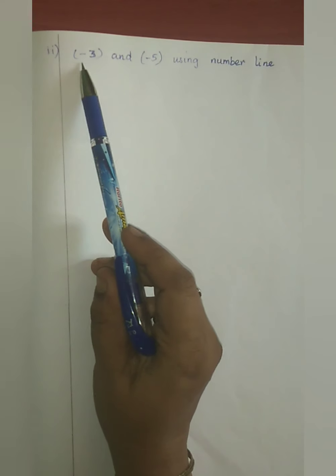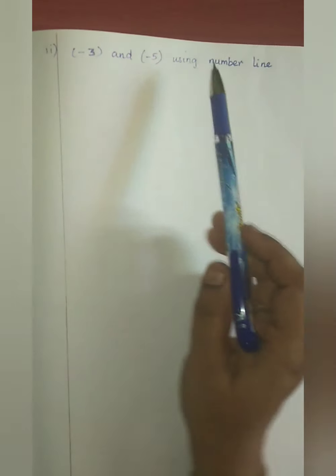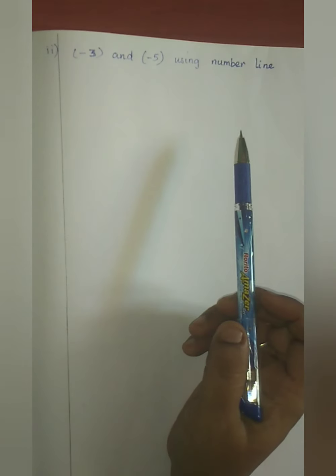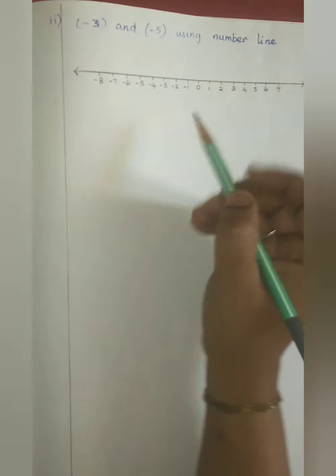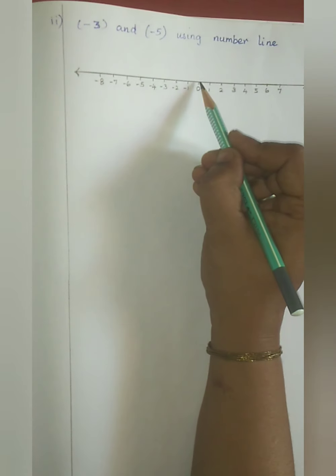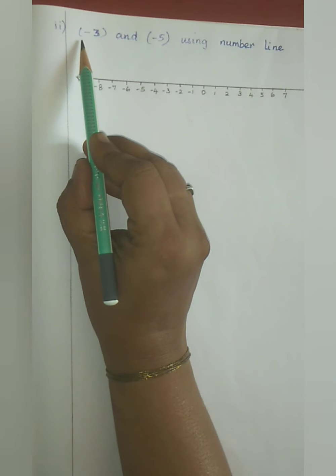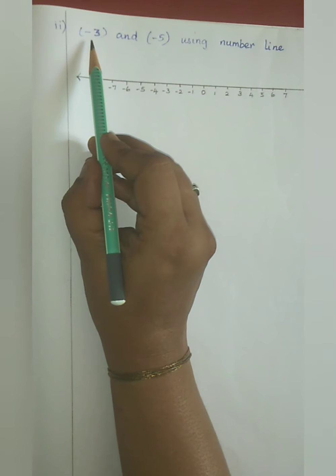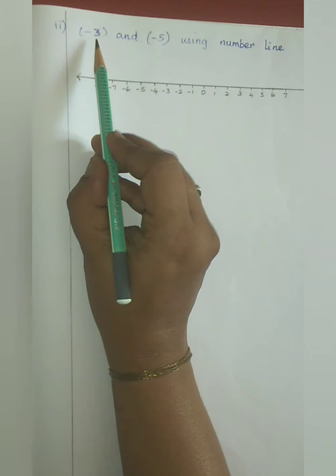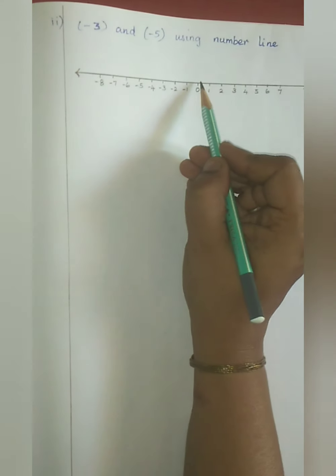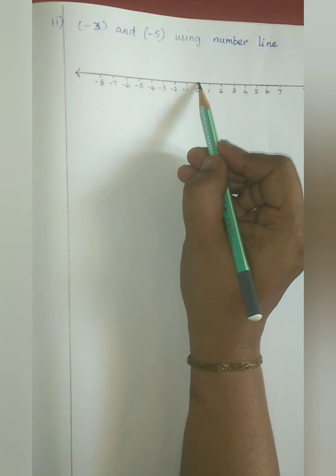Second subdivision, minus 3 and minus 5 using number line. So first let us draw a number line. 0 is the starting point. So place your pencil at 0. And what's the first integer? Minus 3. So what type of integer is this? Negative integer. For a negative integer, we have to move towards the left.